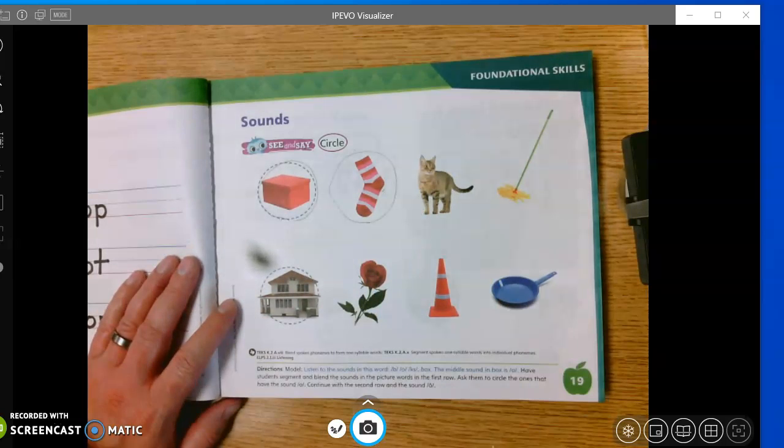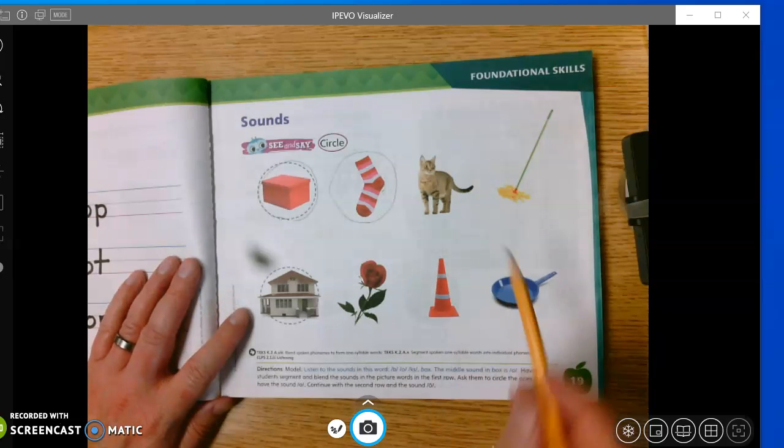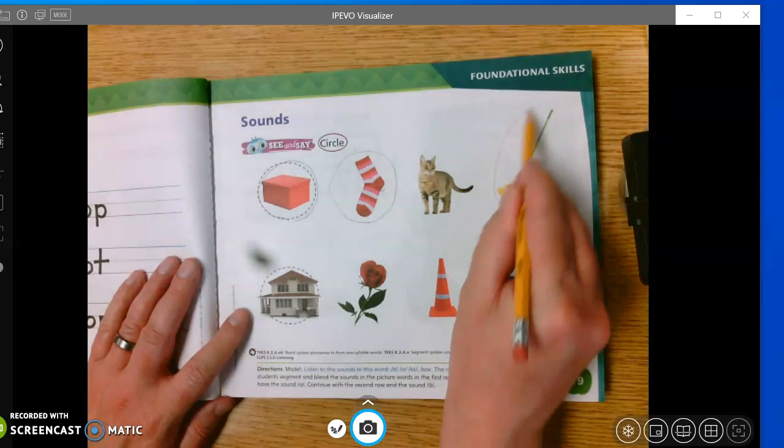How about this? What is that? That is a mop. Let's split the sounds apart. M, ah, p. Do you hear the short O sound or the long O sound? That's right. That is the short O sound. So we're going to circle the mop.